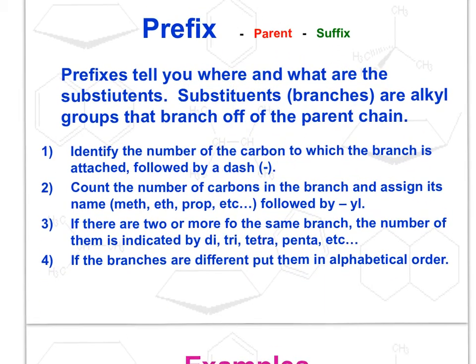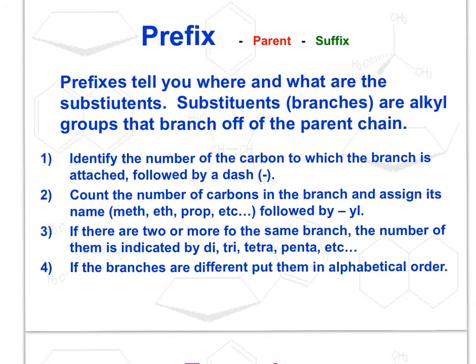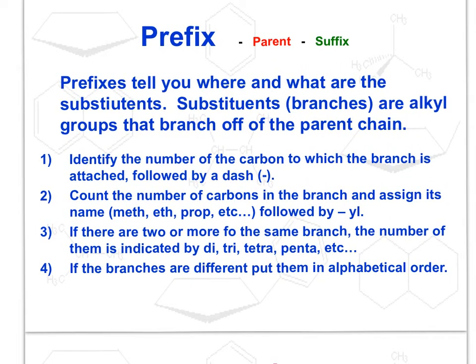All right, so let's finally get to the prefix. A prefix tells you if there is something special, like a special type of atom, like chlorine or something like that, or if there is a branch coming off of your main chain. For this year, we're just going to look at branches. If you have a branch, we call those substituents. Those are branches, and we also call them alkyl groups. So alkyl groups are branches or substituents that come off of the parent chain, the main chain.